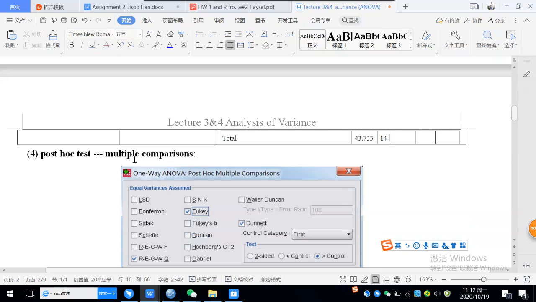The second further analysis is multiple comparison. What will the multiple comparison be used for? It will show which levels have different means. Because sometimes we have 3 levels, and level 1 has a significant difference from the other 2 levels. Or sometimes 1 and 2, 1 and 3, 2 and 3 all have different means. But now we have no idea, so we want to use the multiple comparisons.